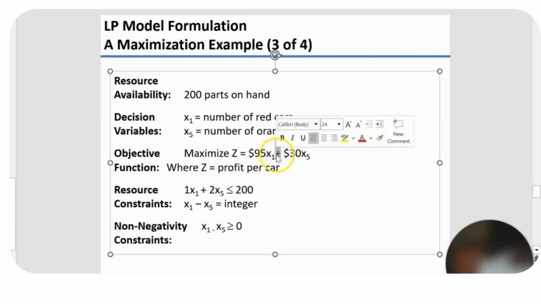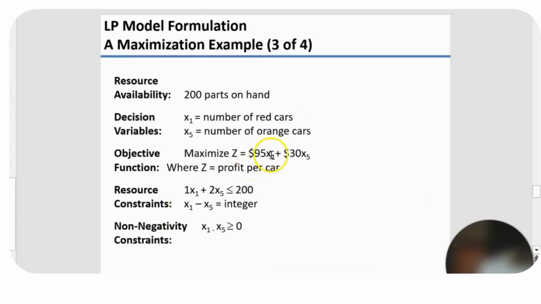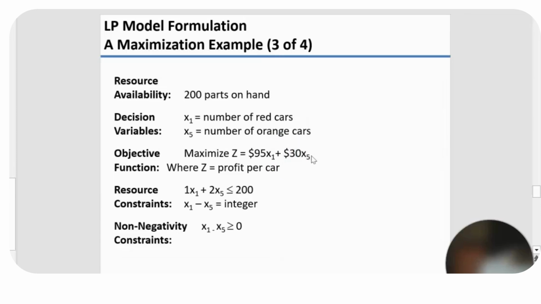Then plus maybe the profit per unit of blue cars times X2, which is 10. The profit per unit of green cars times X3, which is 10. In this case, we just borrowed a sample of red and a sample of yellow to mean that we have to cover each and everything from red to orange. So that's why here we just got a sample, 95 X1. This $95 represents the profit per unit of red cars and its associated units of production represented by X1, plus the $30 of profit per unit of orange cars times its levels of production as in the units produced, which is represented by X5. So that's how we shall determine the objective function.